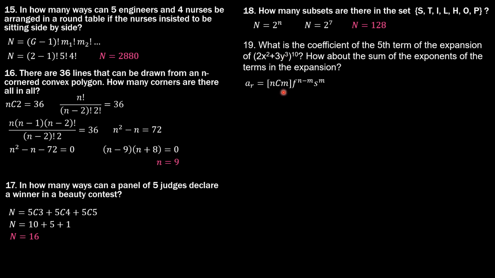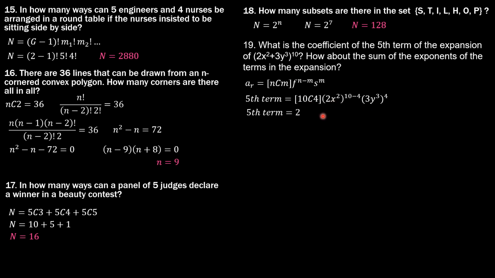And we are only looking for the coefficients, but we can determine the entire term. n is 10, m is fifth term minus 1, so 4. And that's it. The first term is 2x squared, the second term is 3y cubed. So the fifth term is equal to 10 combination 4, 2x squared raised to 10 minus 4, then quantity 3y cubed raised to 4.